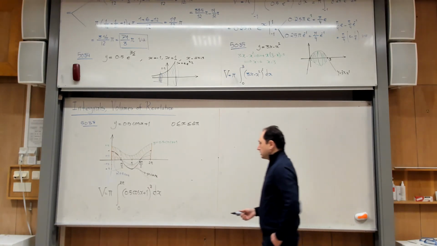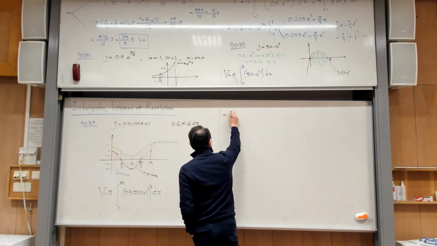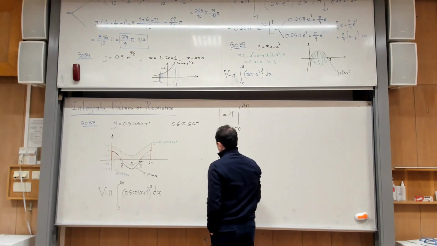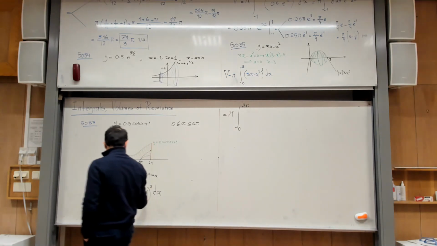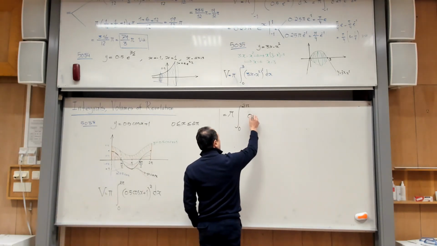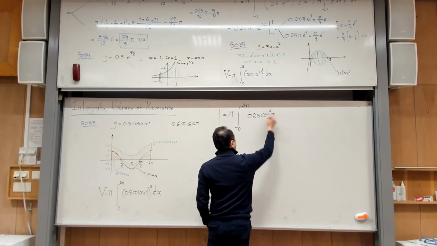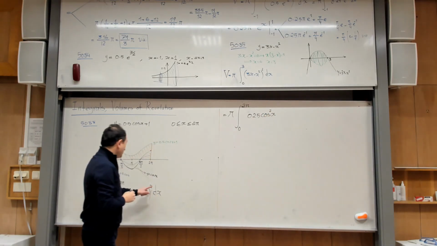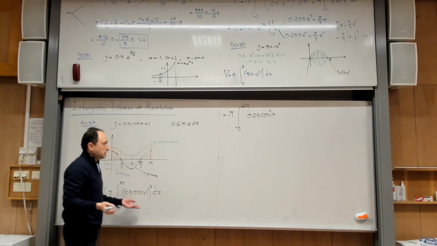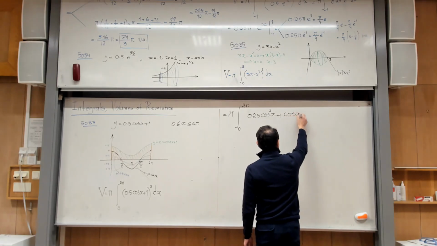So the first thing is that I will have to square it. So this will become pi integral from 0 to 2 pi. And then I square this one. The first one squared becomes 0.25 cosine squared x. But 2 times the first one, which is 0.5 cosine x, multiplied by the second one, which is 1, gives cosine x again, and then plus 1.